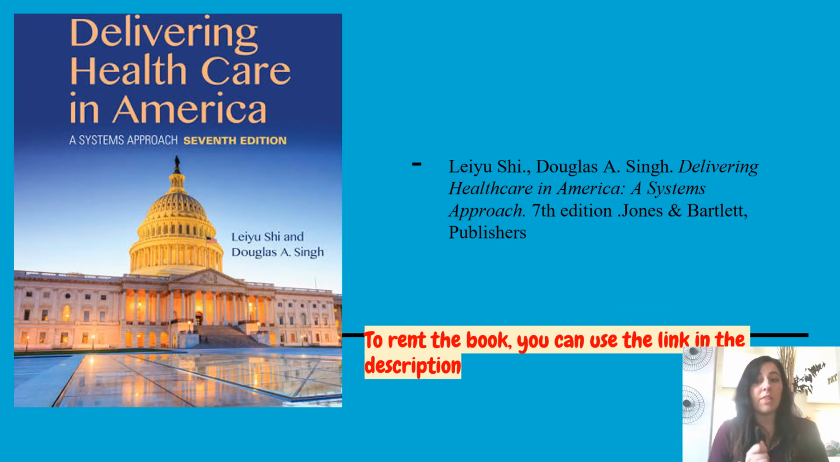This is the book that we are going to be using for this course, Delivering Healthcare in America by Shi and Singh, and this is the 7th edition. This is the latest edition that I am aware of. I think there's going to be a new edition soon, because usually they put out another one every other year. So this one came out, I think we're due for a new one. But anyway, this is the one that we're going to use because it's the latest one available.